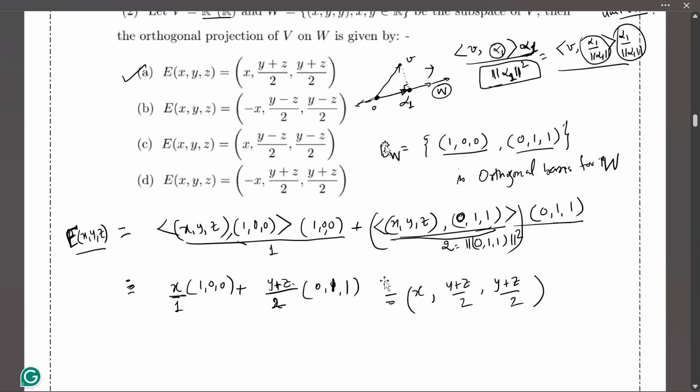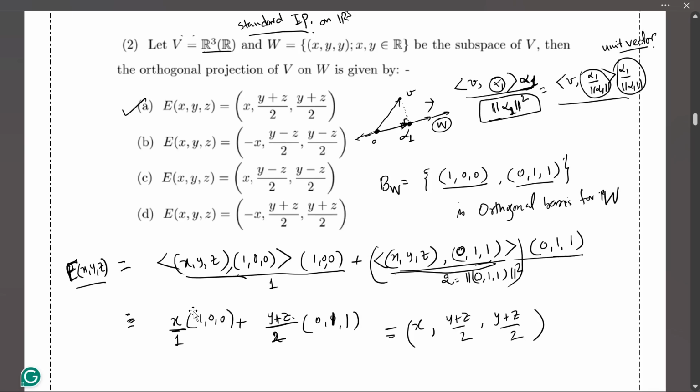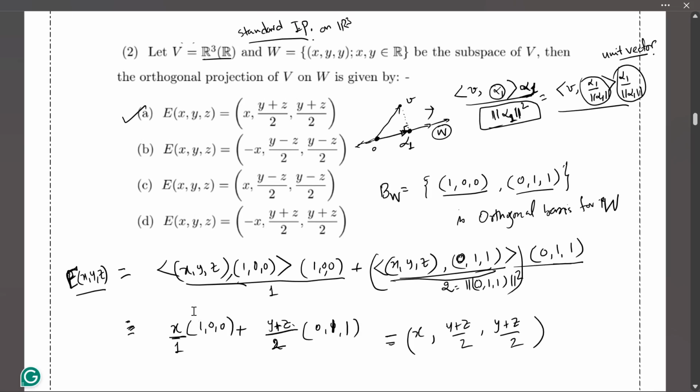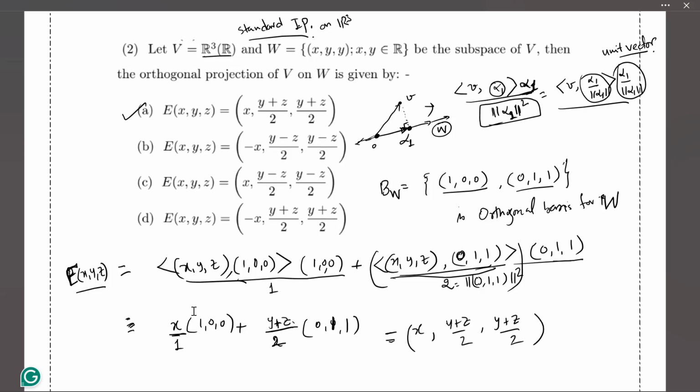Okay, so remember this best approximation formula. I think you understood, right? Okay, so let's see the next question.